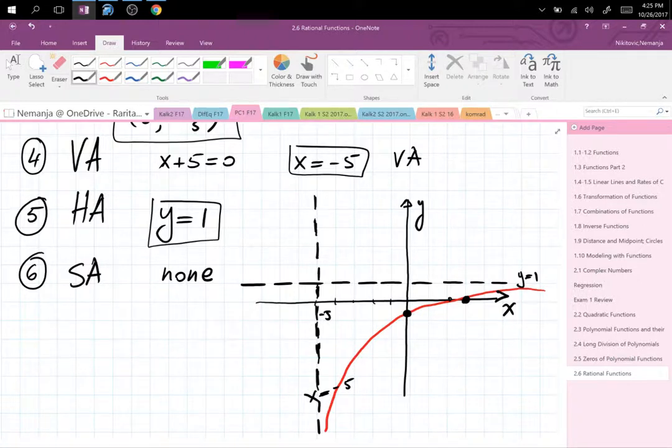Remember that your domain was from -infinity to +infinity, and it didn't work at -5. So -5 is the point that doesn't have a y value anywhere. Great, that's where the vertical asymptote is. That all matches. But remember that there is another piece that we have to draw to the left of the vertical asymptote, because the domain is from -infinity to -5.